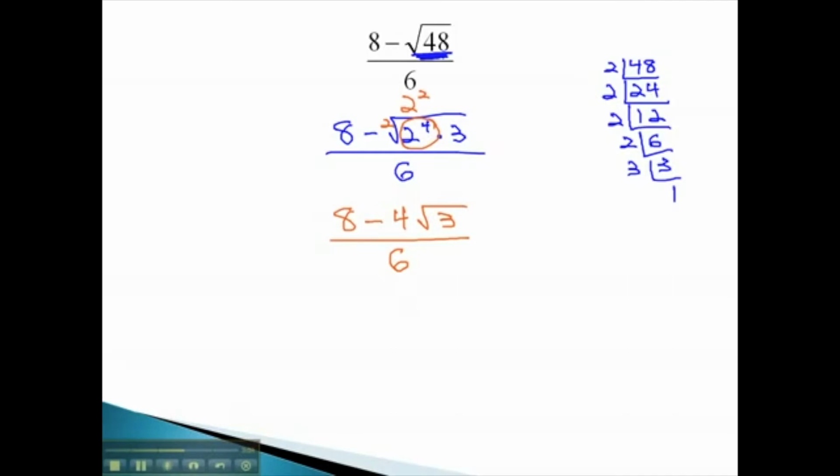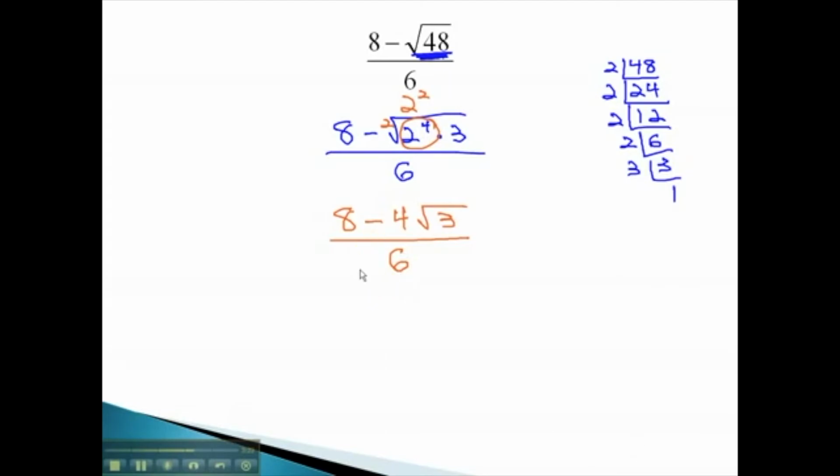Now that the radical is simplified, we're ready to go back and try to simplify the fraction. Before we can simplify the fraction, we must factor first. We are not allowed to simply divide out the 8 with the 6 and divide out a factor of 2 because of the subtraction in the problem.